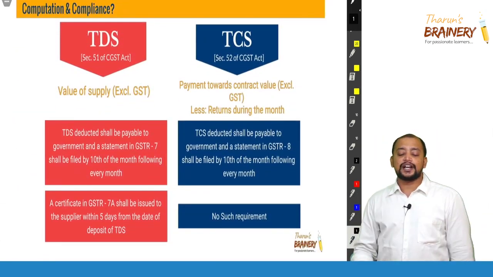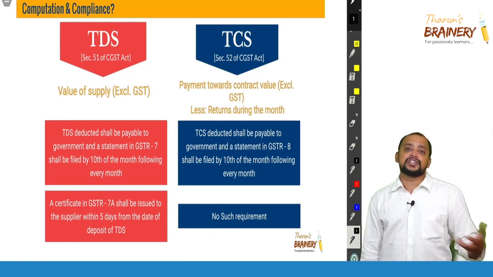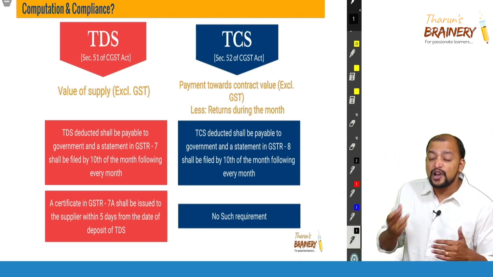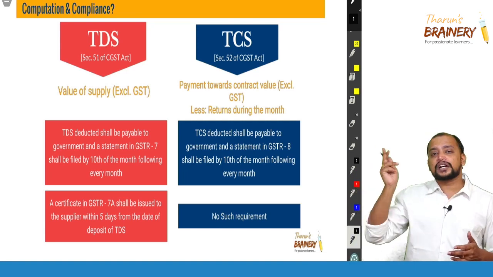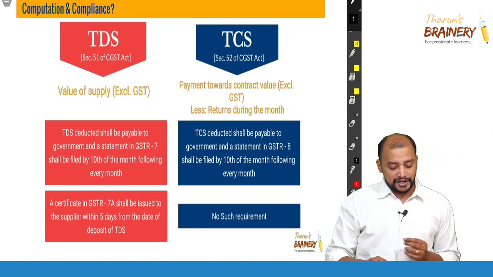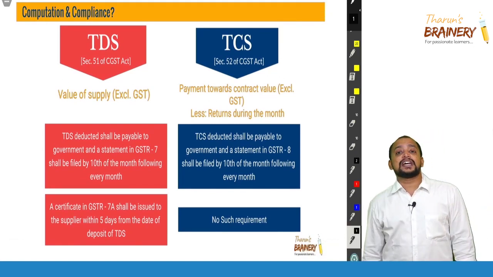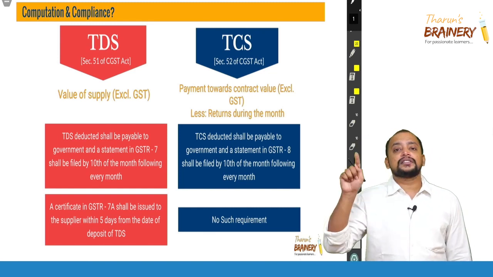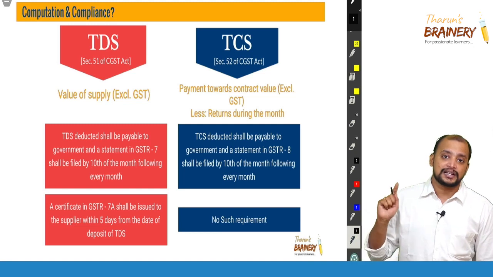Then computation and compliance. TDS is computed on the value of supply excluding GST. So whenever the payments are made by the notified recipient to the supplier, on those payments TDS will be computed. And contract value is just for checking the applicability of TDS, and TDS deducted shall be payable to government in GSTR 7 by 10th of the month following every month. So 10th is the due date for payment of TDS along with a return that is called GSTR 7.